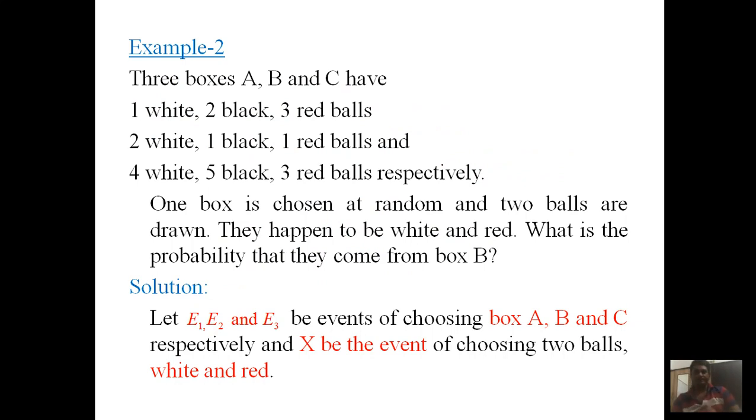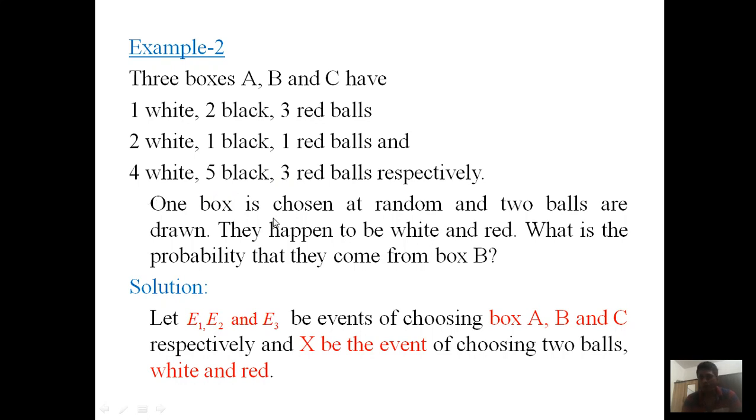See the next example. Say three boxes A, B and C have one white, two black, three red balls; two white, one black, one red ball; and four white, five black, three red balls respectively. It means box A contains one white, two black, three red balls. So box A contains a total of 1 plus 2 plus 3, so 6 balls. Box B contains 2 white, 1 black, 1 red, so 4 balls. Box C contains 4 plus 5 plus 3, so 12 balls.